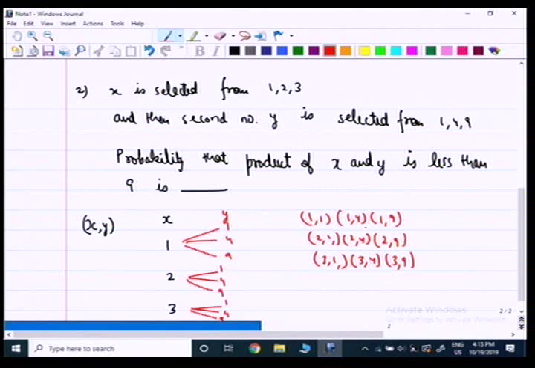Now, total outcomes are 9 and we have to find the probability that the product is less than 9. So we have to multiply both numbers and see which ones give a number less than 9. We can see 1 into 1 is less than 9, 1 into 4, 2 into 1, 2 into 4 is less than 9, 3 into 1 is less than 9, and only these are the cases in which we have a number less than 9. In the rest we have a number greater than 9. So the favorable cases are only 5, total cases are 9. So the probability is 5 by 9. That is the answer.